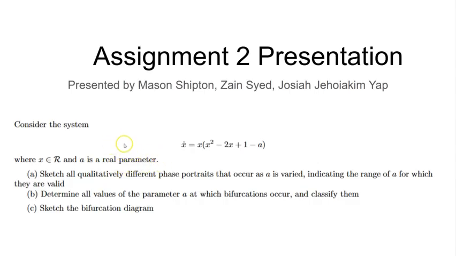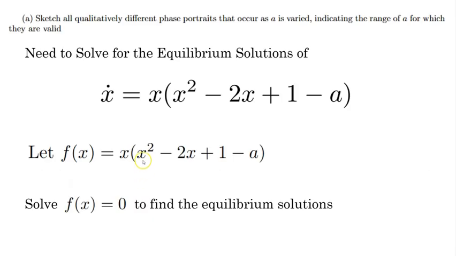We're given three main tasks, which is to sketch all qualitatively different phase portraits that occur as a is varied, indicating the range of a for which they are valid. We're given the task of determining all the values of the parameter a at which bifurcations occur, and we classify them. And we're given the task of sketching the bifurcation diagram after completing a and b, of course. So let's cover part A first.